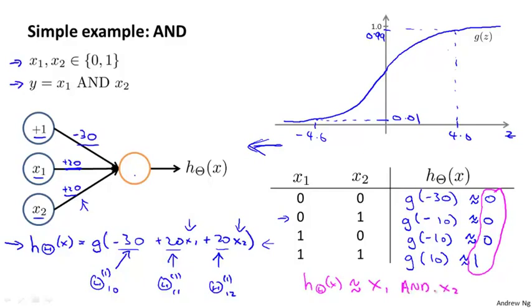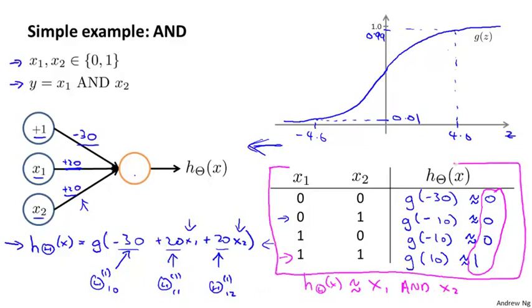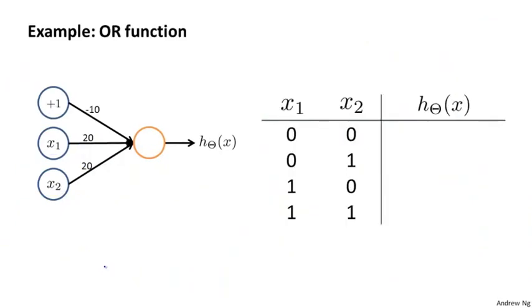In other words, it outputs 1 if and only if x1 and x2 are both equal to 1. So by writing out our little truth table like this, we managed to figure out the logical function that our little neural network computes. This network shown here computes the OR function.